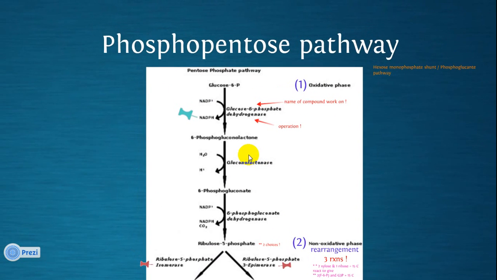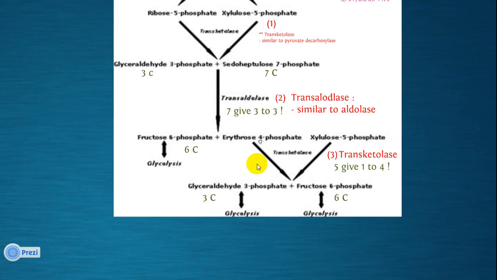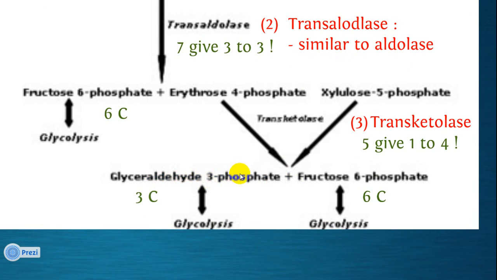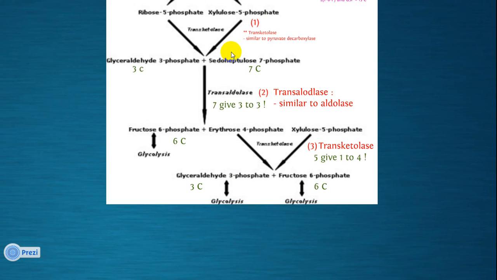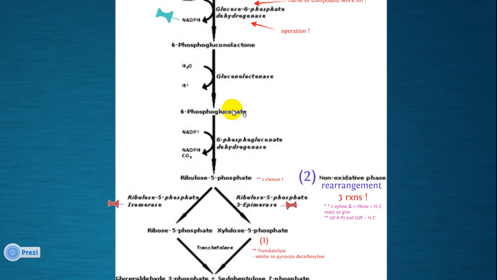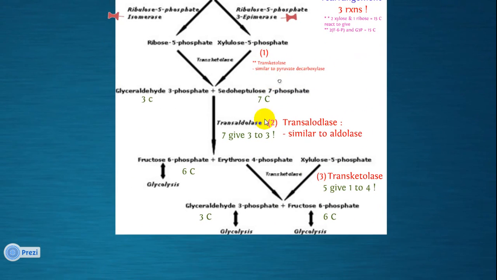This pathway is very important for 2 purposes. The first one is to produce the NADPH. The second one is to produce those 2 compounds, the glyceraldehyde 3-phosphate and the fructose 6-phosphate. So the importance of the phosphopentose pathway is to produce the NADPH, and they always love to ask where the NADPH is produced: in the phosphopentose pathway. Now the NADPH is very important for lipid anabolism. Okay? And the second purpose for this pathway is to produce the glyceraldehyde 3-phosphate and the fructose 6-phosphate.